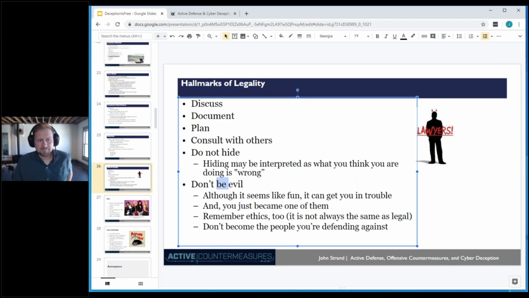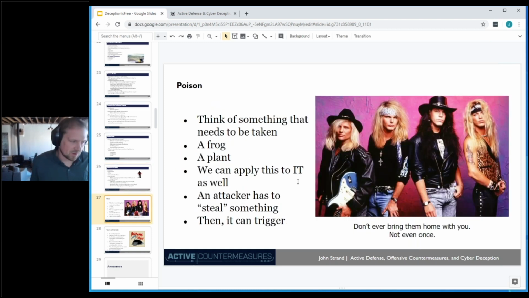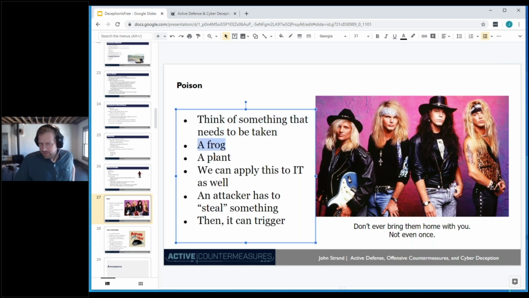So let's talk about poison versus venom, right? So in this class, we're going to be discussing poison, not Brett Michaels, but poison, right? The idea that something that you have, that you create, the attacker has to break into your environment, and then they have to take that thing, they have to steal that thing from your organization. And then when they take that thing back, and then they try to execute that thing, something happens and needs to be taken. I want you to think of poisonous frogs, poisonous plants, right? The attacker has to steal things, and then it triggers itself.